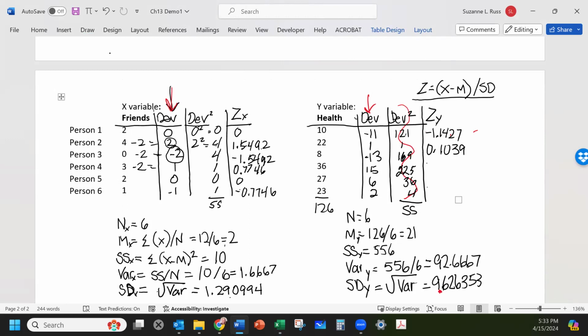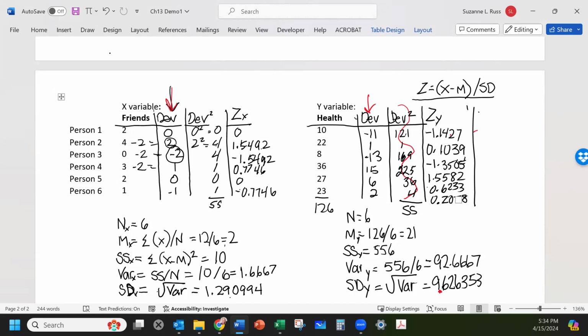For the next one, we get -1.350405 if I round. For the next one, we get 1.5582. And for the next one, 0.6233 rounding, and finally 0.2078 rounding. And now we are finally just about done.